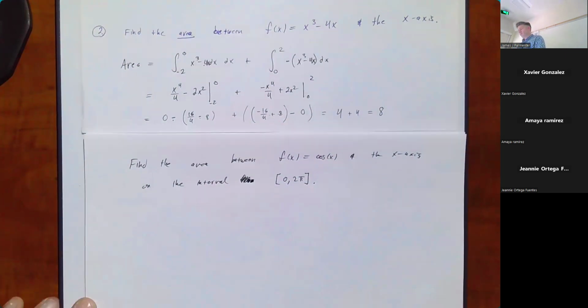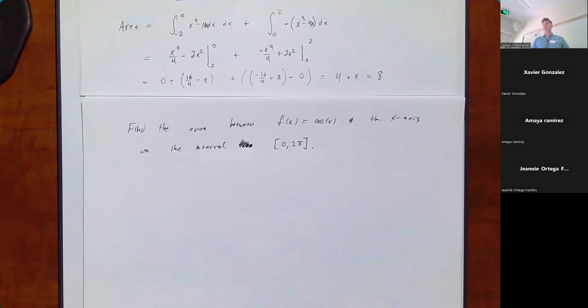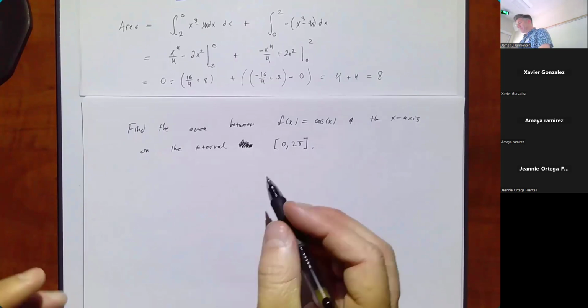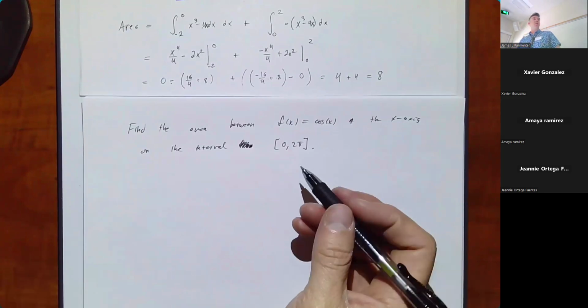So the problem with a problem like this is that you have to know when the function is positive and when the function is negative, so that we can count the negative parts as positive. So we have to break it up. And really the easiest way to see this, I think, is to graph it.